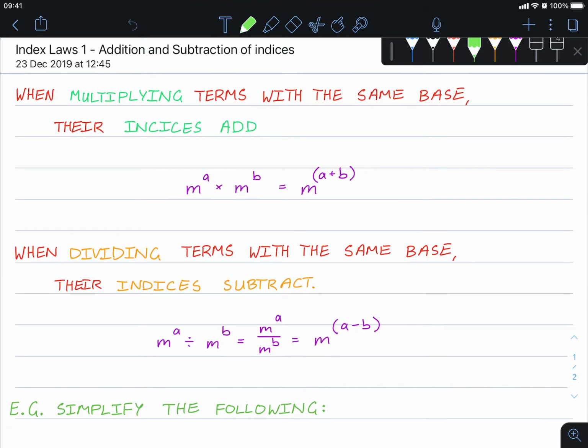Hello class, this is a video tutorial on index laws part 1. In this video we'll be looking at the addition and subtraction of indices.